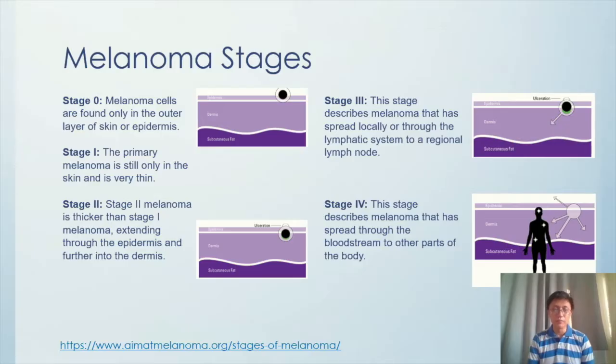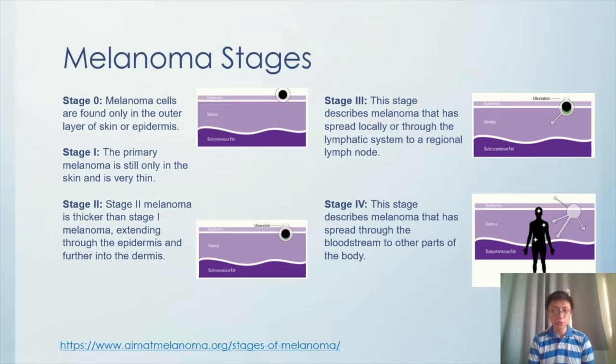Melanoma arises from the malignant transformation of melanocytes at the junction of the dermis and the epidermis. Similar to other types of cancer, there are several stages. Stage 0, otherwise known as in situ, is where the melanoma cells are found only in the outer layer of the skin. For stage 1, the primary melanoma site is still only in the outer layers of the skin, the epidermis, and it's still very thin, less than 2 millimeters thick.